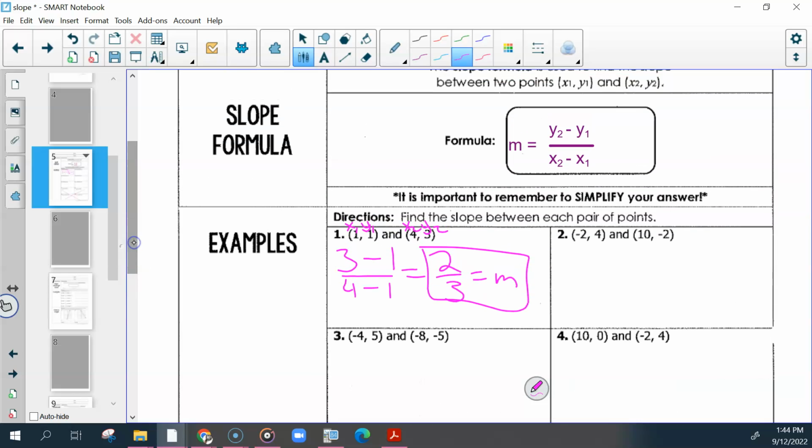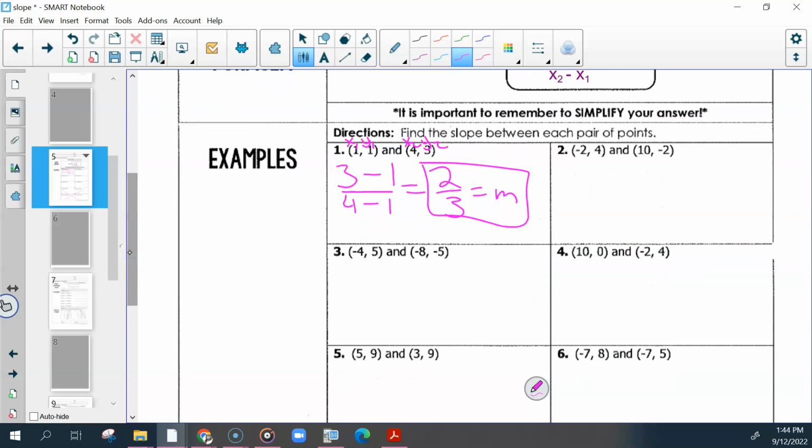One thing I do want to mention before we do a couple more is, let's say you forget the order and you switch the y1 and y2. That's fine to do as long as you also switch x1 and x2. So if you switch one, you have to switch both. Otherwise, you end up with a negative when you should have had a positive, or vice versa. Be careful with that. What we cannot do, though, is switch the x and y's. Has to be y on top. Great. Let's try number 2. Same thing, label.